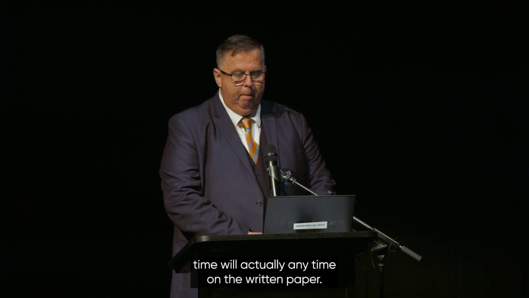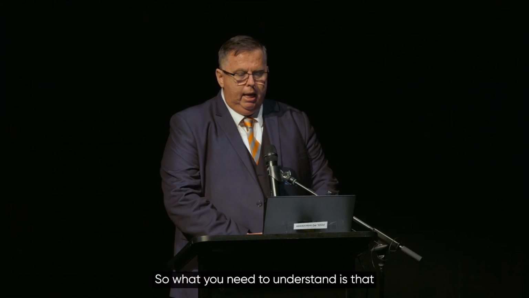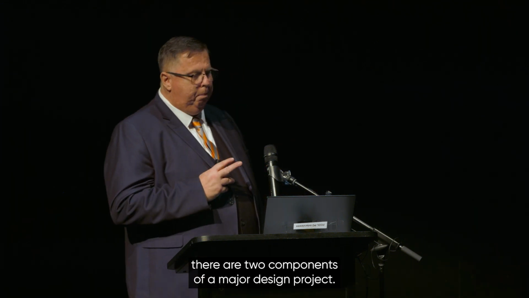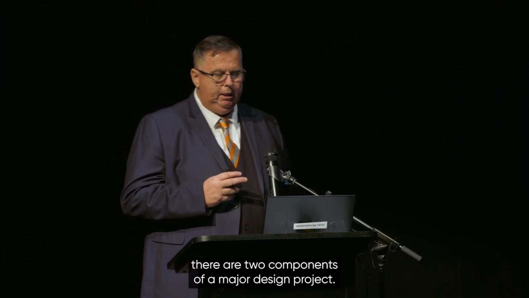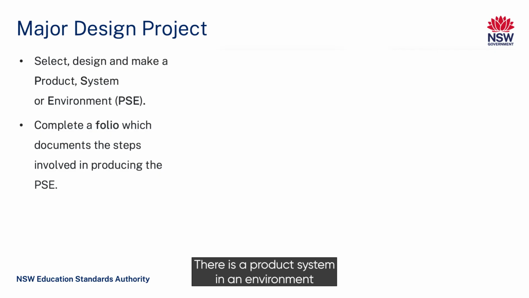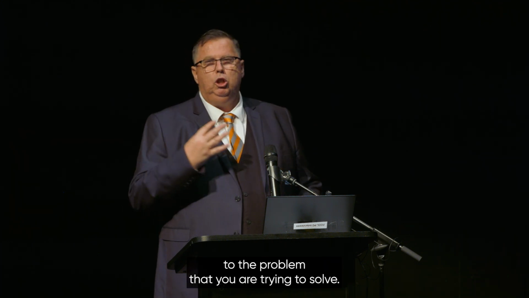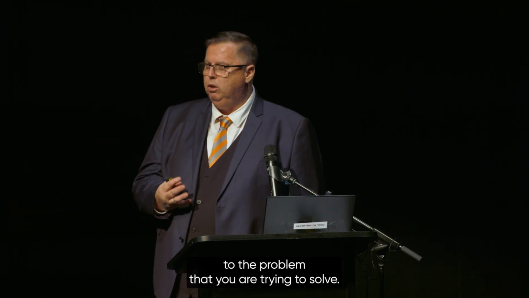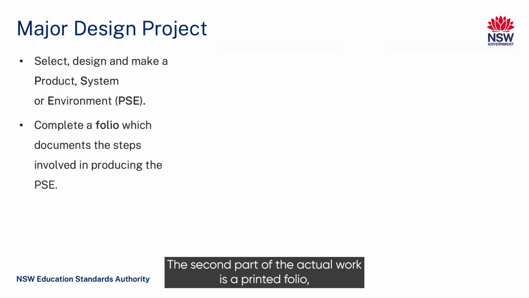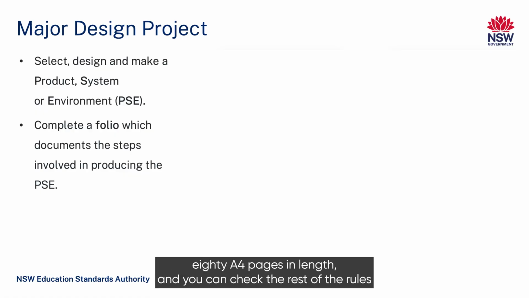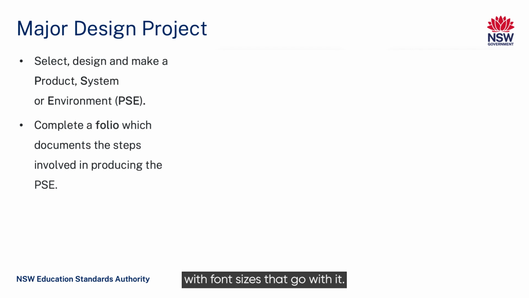So what you need to understand is that there are two components of a major design project. There is a product, system and environment, or you're going to see the acronym a lot, PSE. This PSE is actually a physical solution to the problem that you are trying to solve. The second part of the actual work is a printed folio, 80 A4 pages in length, and you can check the rest of the rules with font sizes that go with it.